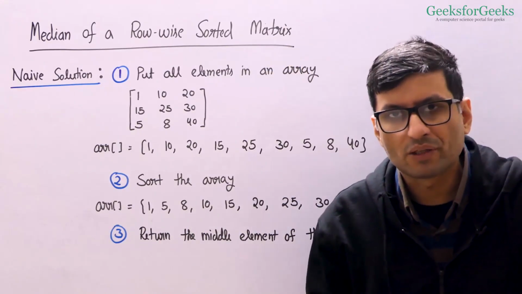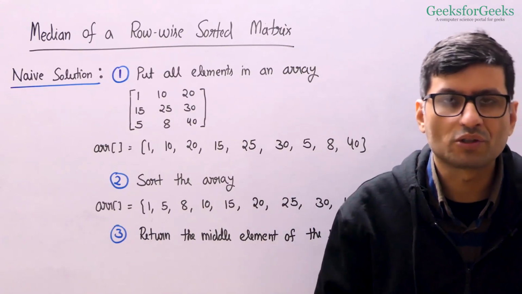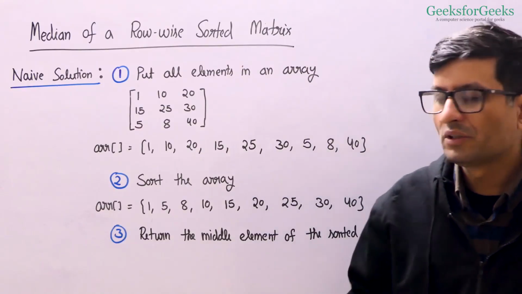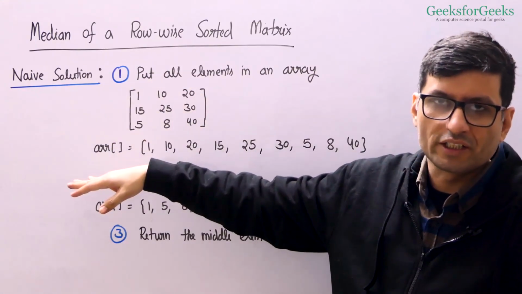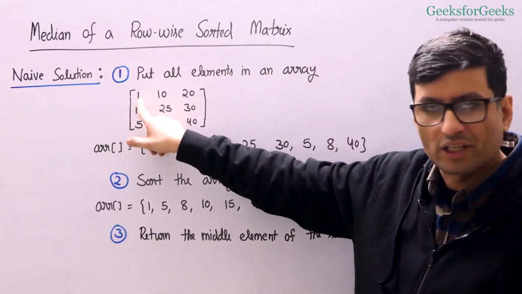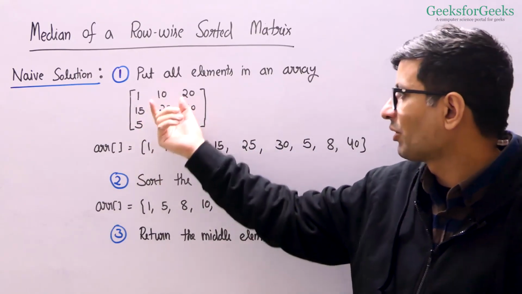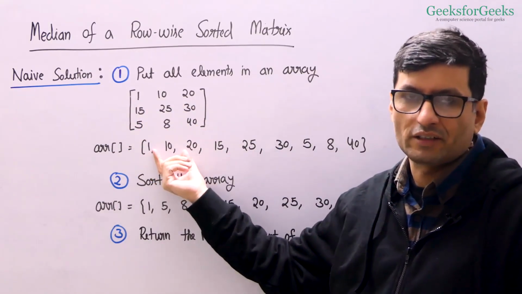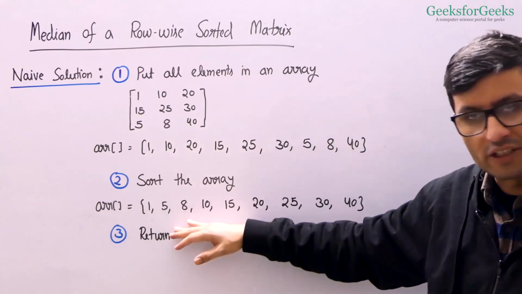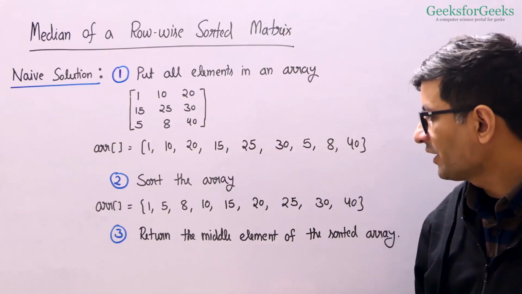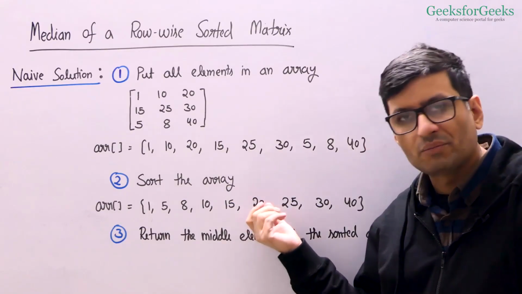Let us first talk about a naive solution to solve the problem. The idea is to consider the matrix elements and put them in an auxiliary array. So we simply traverse this matrix row by row and put all the elements in an array. Once we have put all the elements in an array, we sort the array. And after you sort the array, you can simply return the middle element.